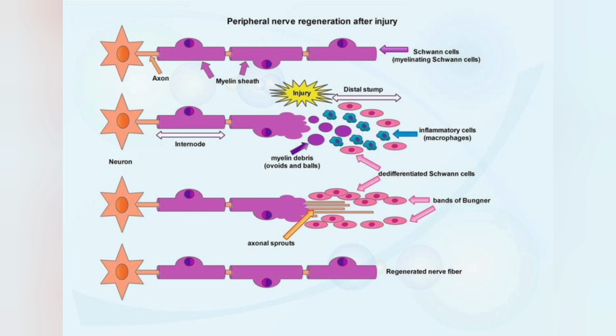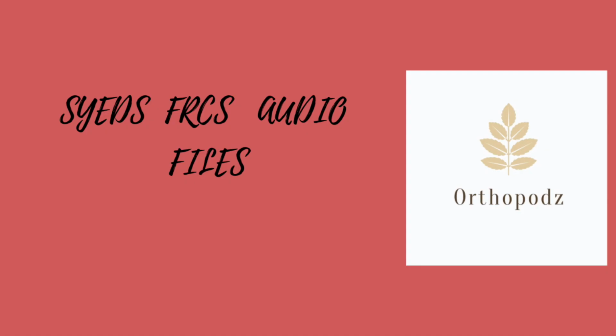Nerve grows at 1 millimeter per day. This can be assessed by the advancing Tinel sign. Mechanism of injury: stretch, compression, ischemia, laceration, or tumor.